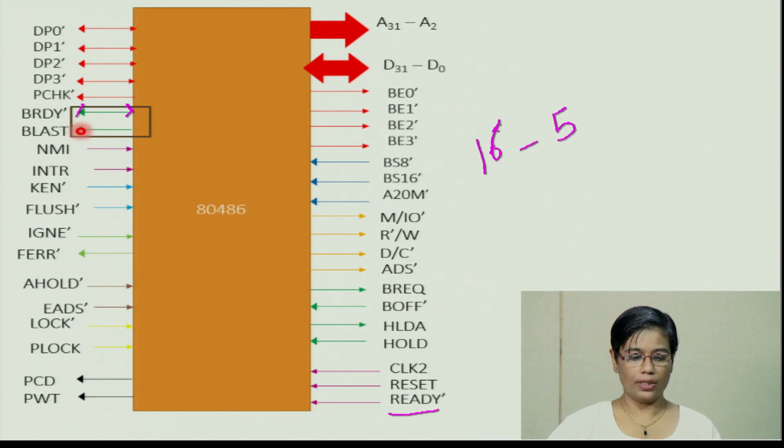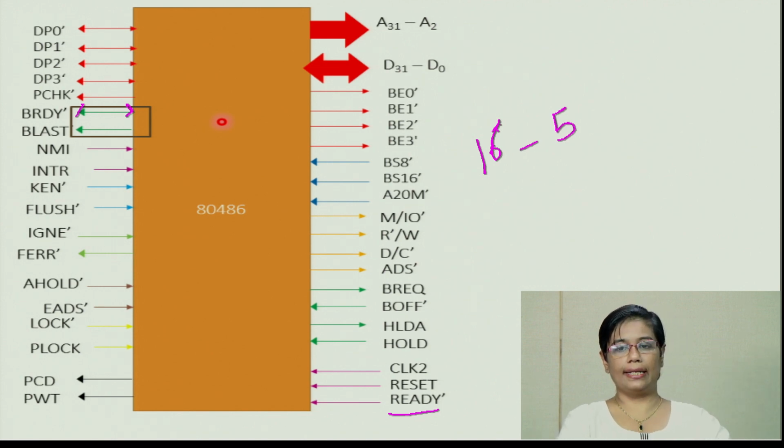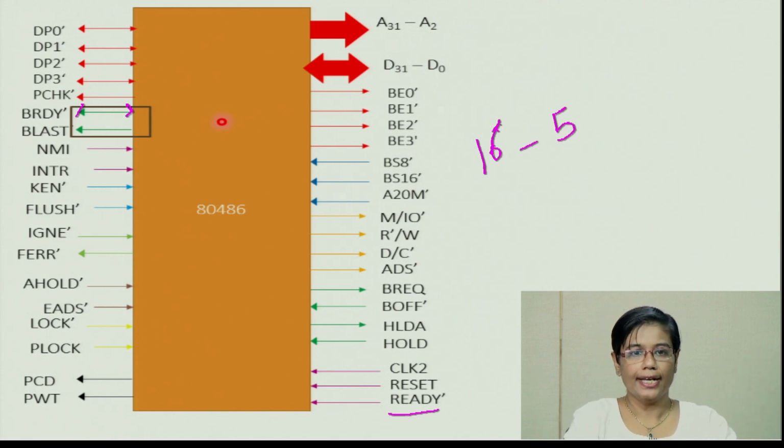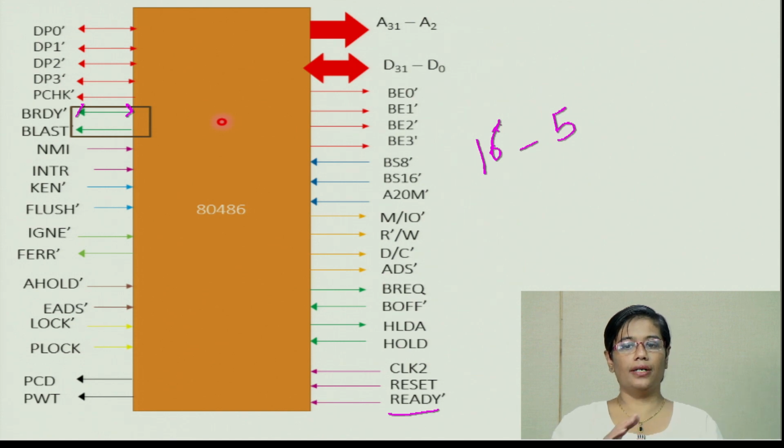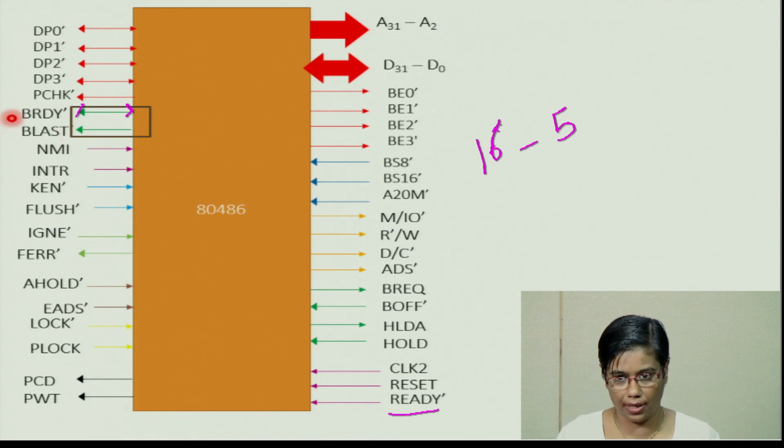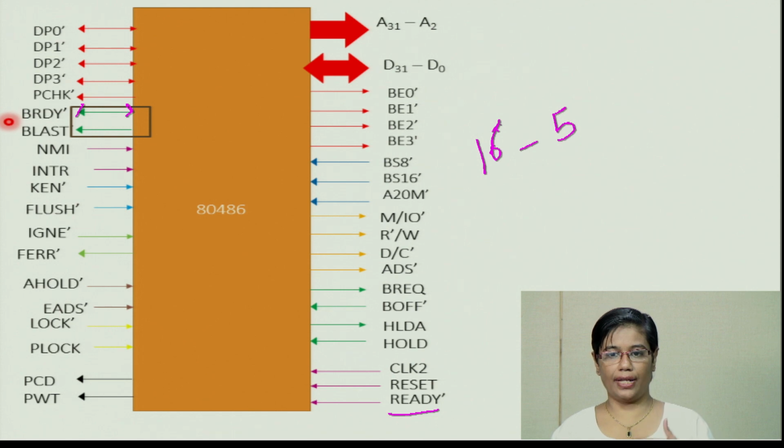Now there is one more signal which is going to be the burst last signal. This is an output signal. Whenever the signal is active, it indicates that the burst data transfer is over. The end of the burst data transfer is indicated by the burst last signal. As long as this signal is inactive, it essentially means that a burst data transfer is happening.